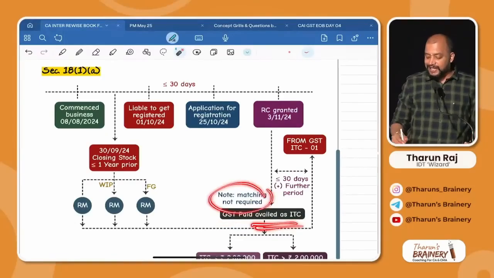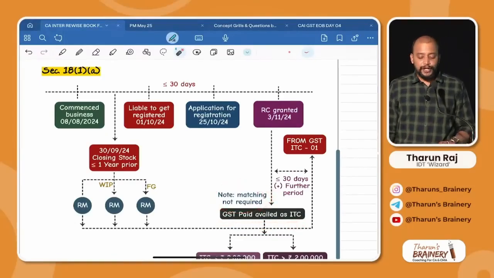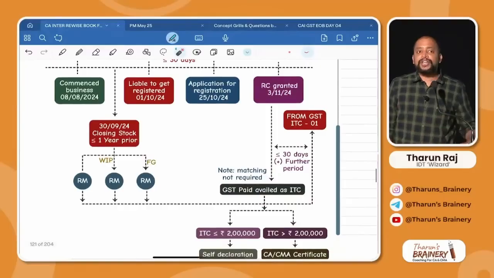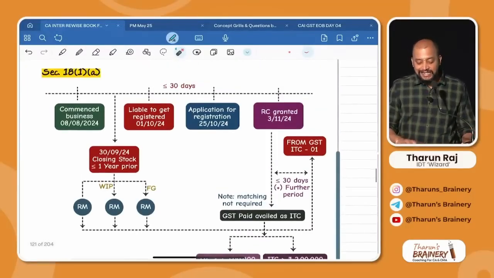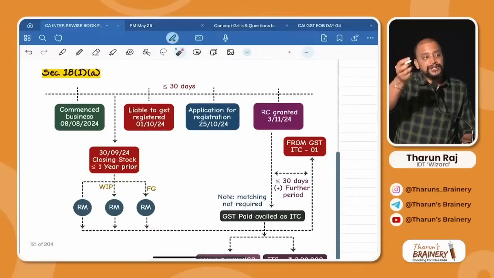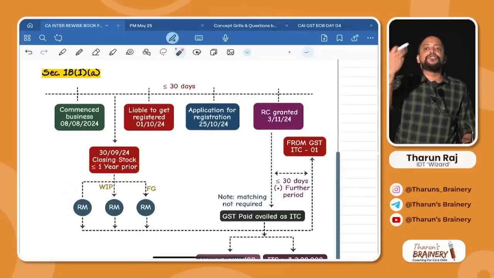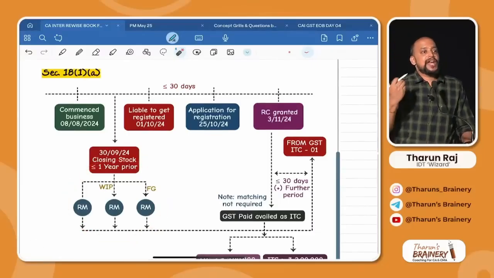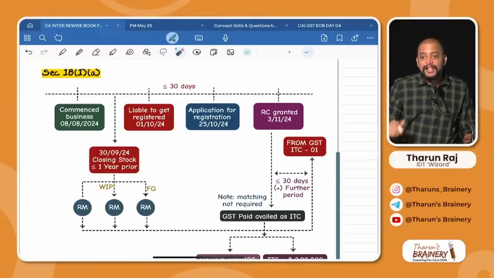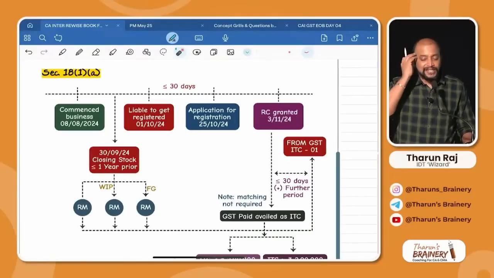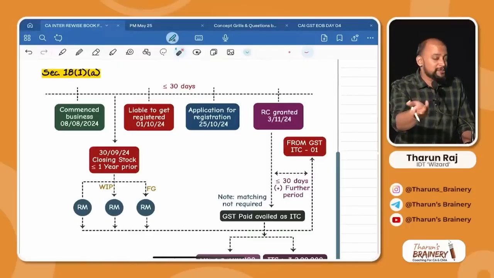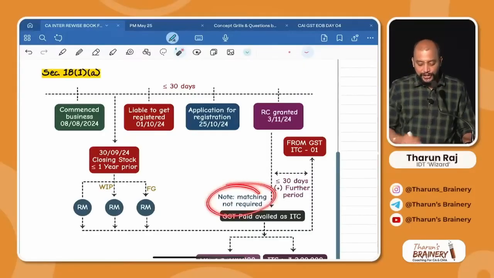For availing this ITC, whether matching is required or not required? Matching is not required. Why is matching not required? When you were purchasing this stock, definitely you were an unregistered person. Where from can you give your GSTIN to the supplier? So naturally the supplier cannot put it under B2B supplies, that is sale to a registered person. Due to that reason, matching is not required. Not possible actually. So that's why they are saying matching is not required.